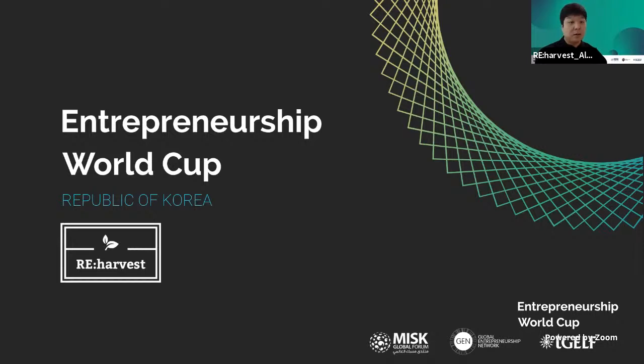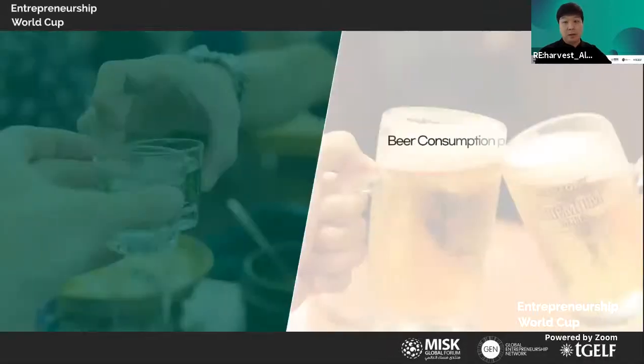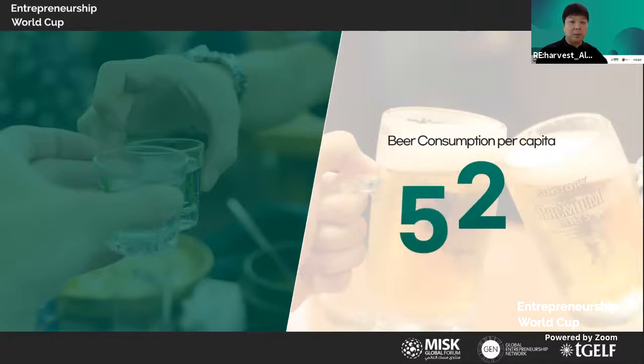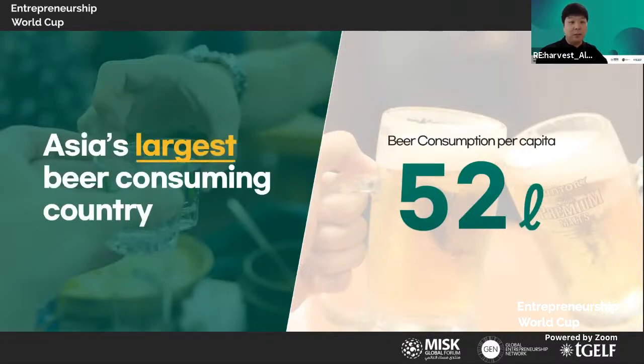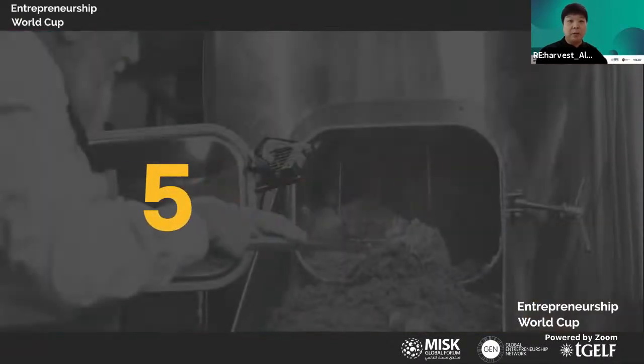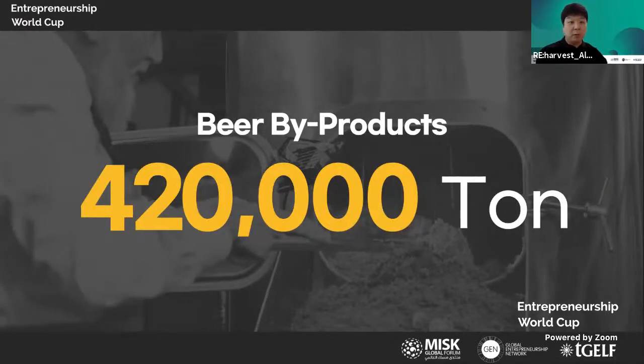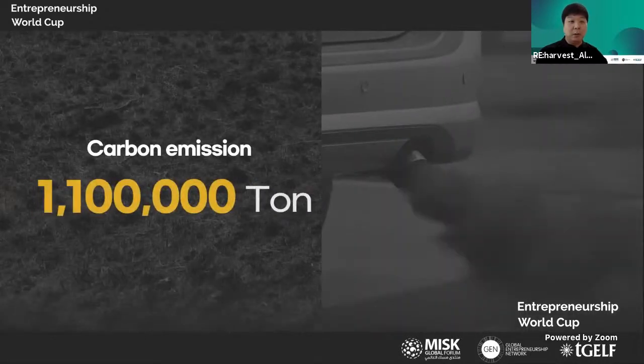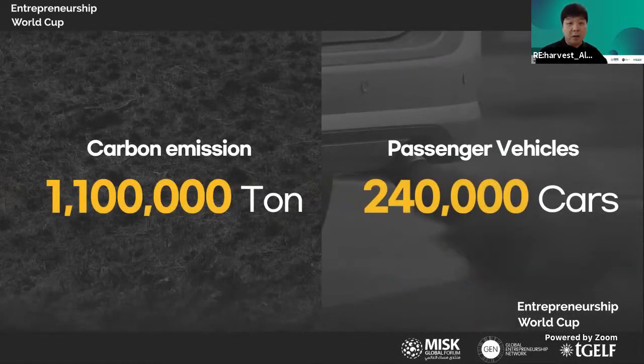Yes, please. Hello, hi. My name is Alex Min. I'm the CEO of Reharvest. Every year in Korea, we consume about 52 liters of beer per person annually, and we're the biggest beer consuming country in Asia. And in order to make the beers that we love so much, we produce about 420,000 tons of beer byproducts annually. And given this beer byproducts thrown away, roughly about 1.1 million tons of carbon is going to be emitted annually, which is equivalent to 240,000 passenger cars emitting carbon annually as well.